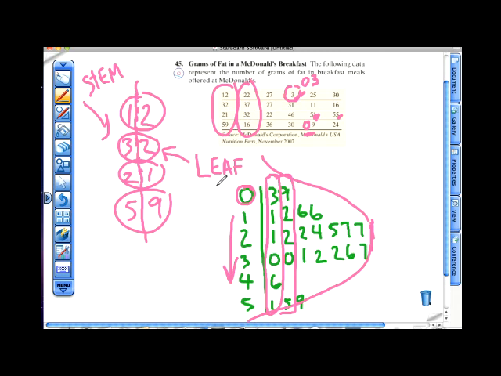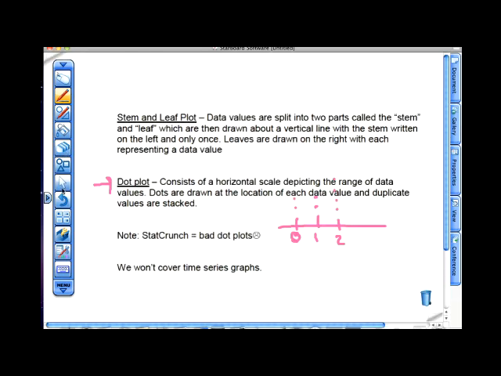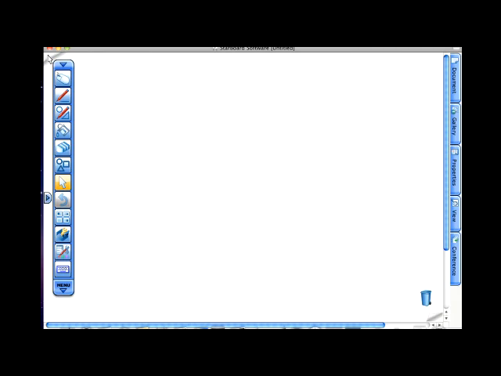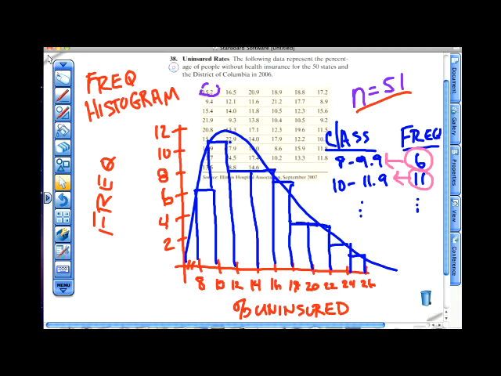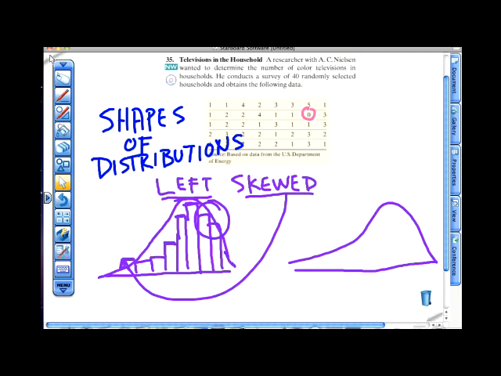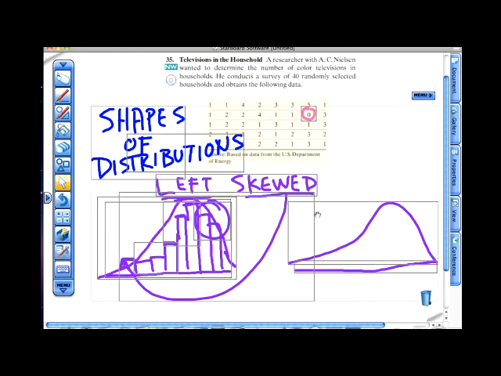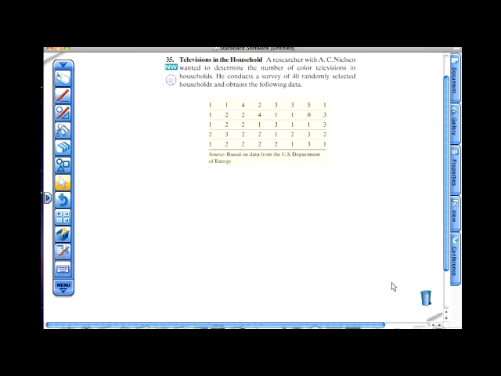To show you a dot plot, I'm going to go back in our pages here a bit, to the television data. We'll take this and put it in the trash. All right, and we'll make a dot plot of the television data.